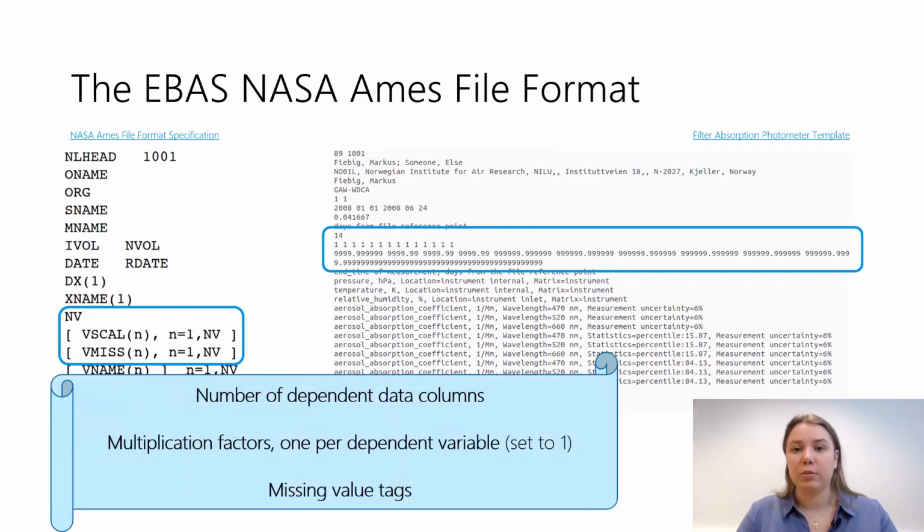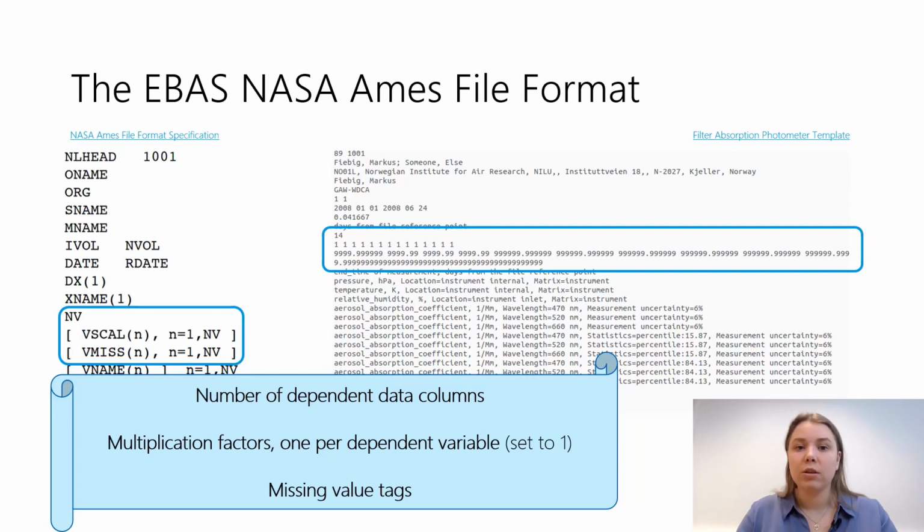Above the dependent variables are several numbers. The first one is the number of dependent data columns. This is a line counter for the dependent variables, and for the example it's 14. Next up is the multiplication factors, 1 per dependent variable.